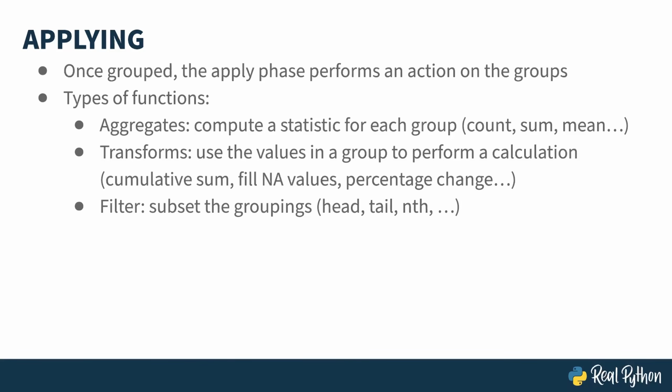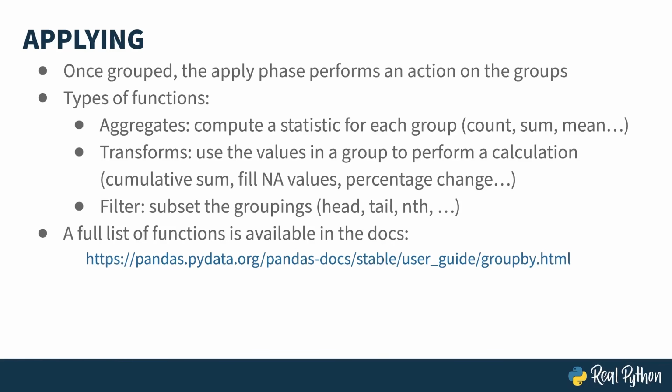The third set of functions are filters. These chop up the groups, dropping some of them. You've already seen head applied to the whole data frame. Well, you can run head on a grouping as well, giving just, say, the first 5 groups. There are mechanisms within the grouping to determine how things are sorted. So in this case, your first 5 could be the 5 groups with the highest score. For a full list of functions available, see the GroupBy page in the Pandas docs.